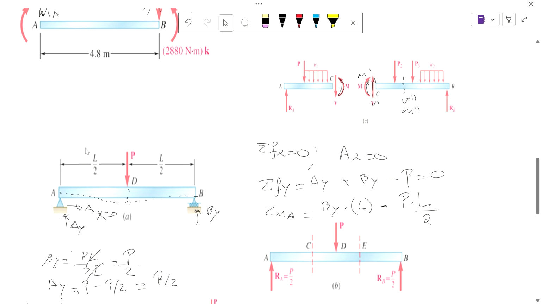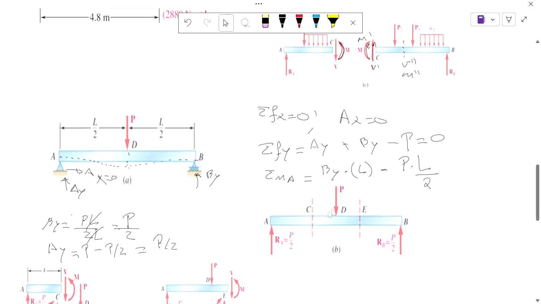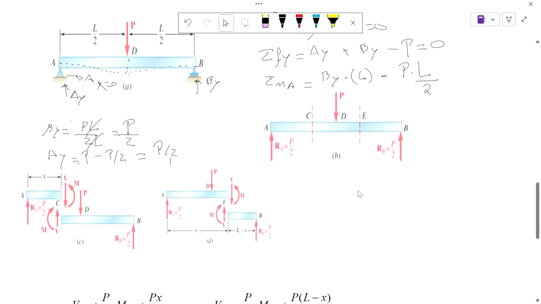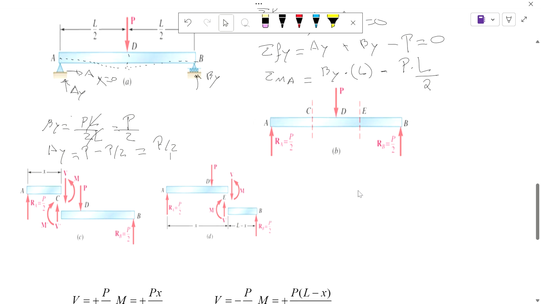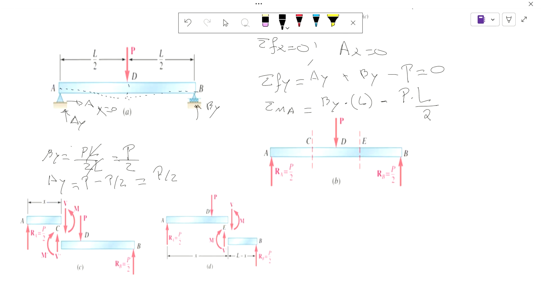Okay, so we have the reactions. Now we can cut, they're asking us to cut at C and E, which by now we know that is symmetrical. So the shear force at C and E will be the same magnitude, but they could be different directions. So they teach us how to cut, and the first thing is that we decide, well, they're telling us here at C, so x will be the distance that is between A and C.